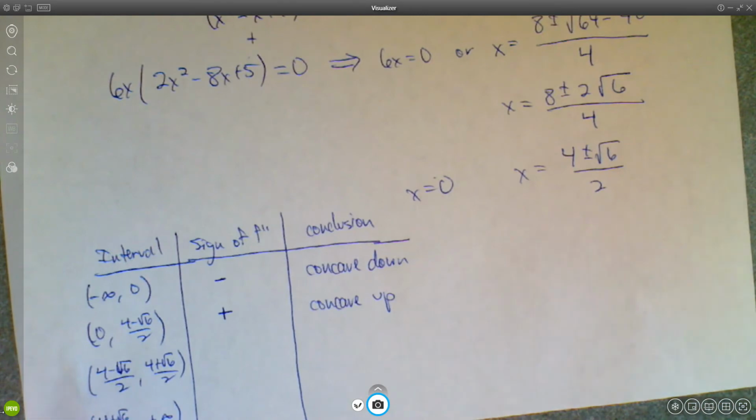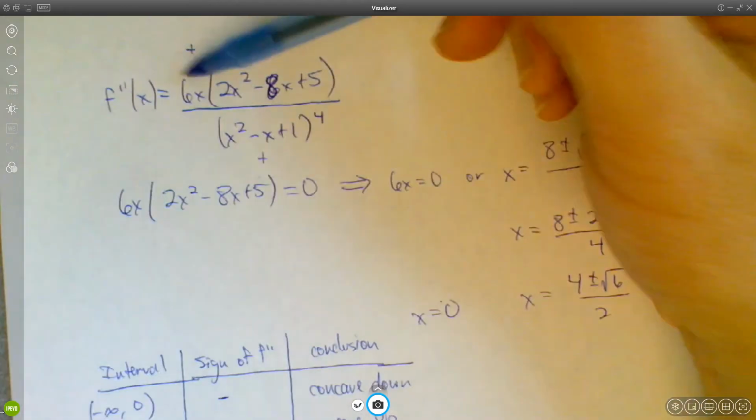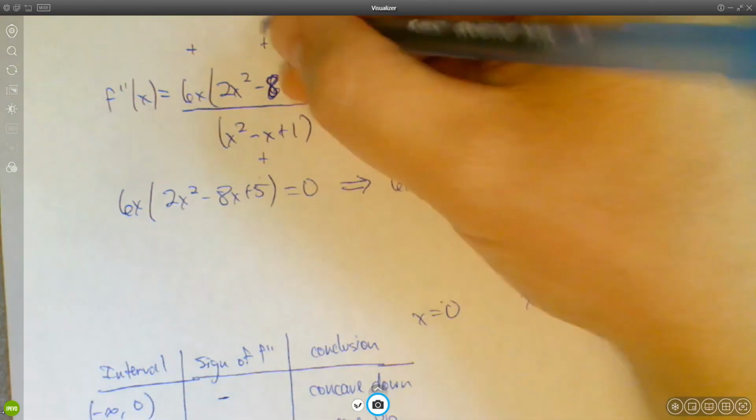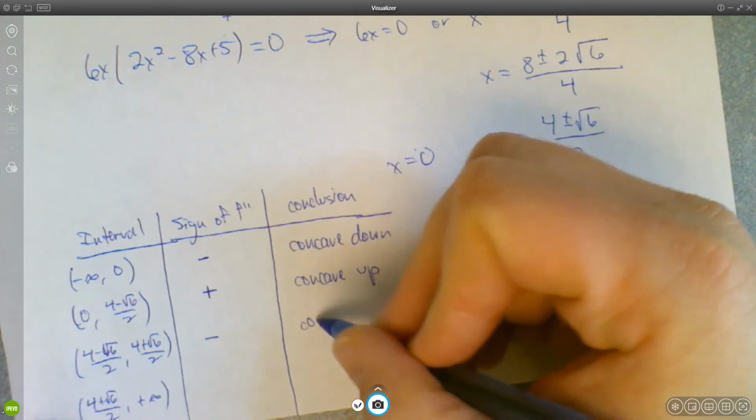Okay. Between 4 minus root 6 over 2 and 4 plus root 6 over 2, let's see. 4 plus root 6 over 2 is about 3.2. So I can choose like 1. 1 would be inside of this interval. So if I plug in 1, this is going to be positive. This is going to be 2 minus 8 is negative 6 plus 5 is going to be negative. So that's going to be negative, concave down.